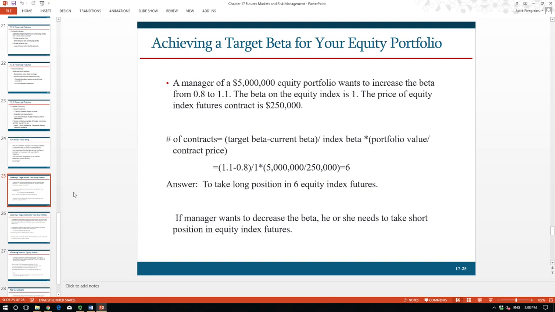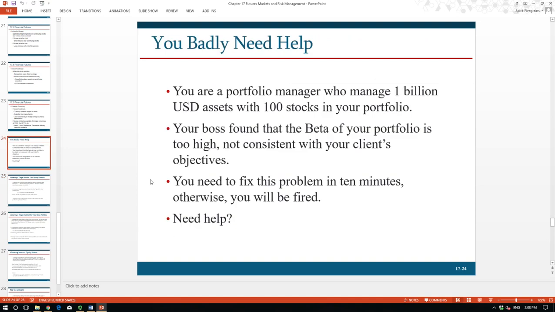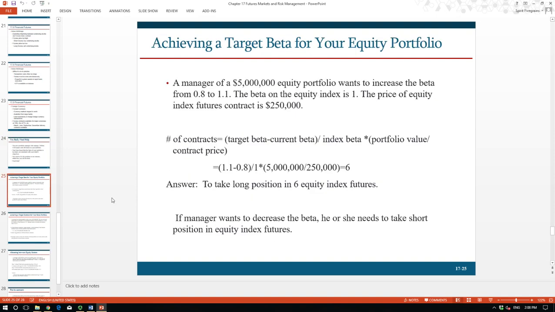And in this case, what you need to do is lower the beta. You need to lower the beta without trading stocks. So essentially, you need to take a short position in stock index futures contracts. The only thing you need to do is, first of all, do a little calculation based on this equation. It will show you a negative number. And second, call a broker to make that futures contract traded.